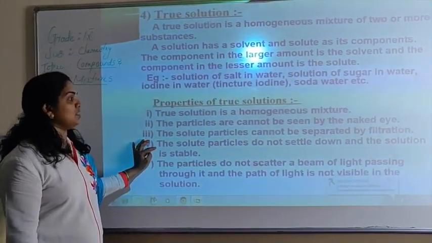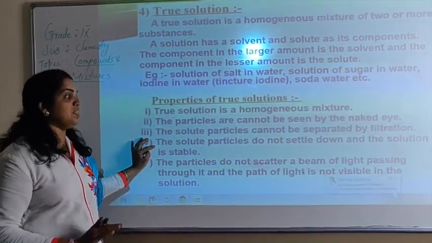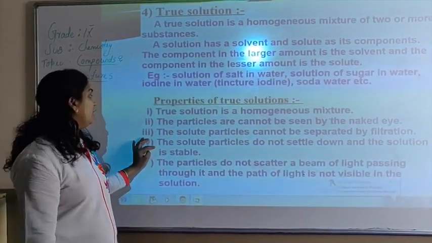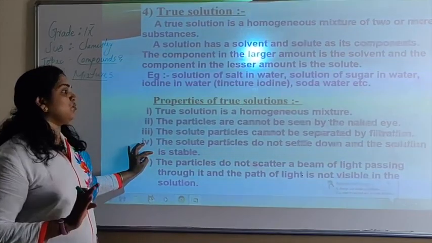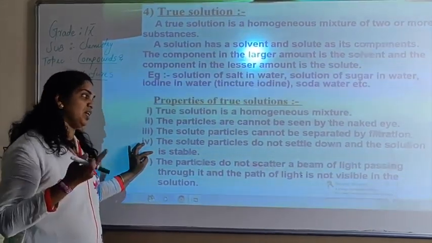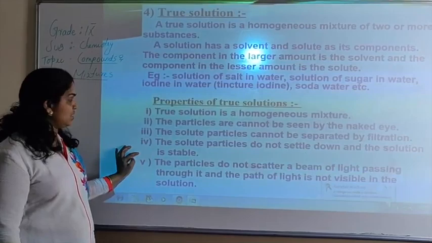The solute particles do not settle down. That means they are stable, and the solution is stable. The solute particles cannot be separated by filtration. Solute particles do not settle down, and the solution is stable.